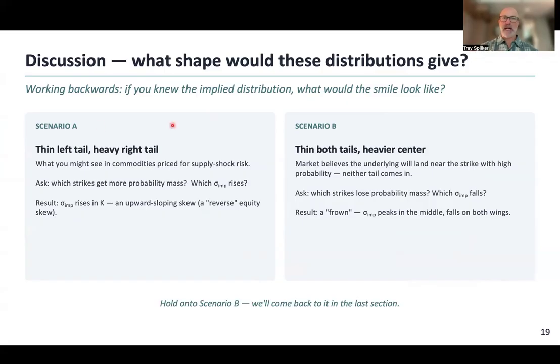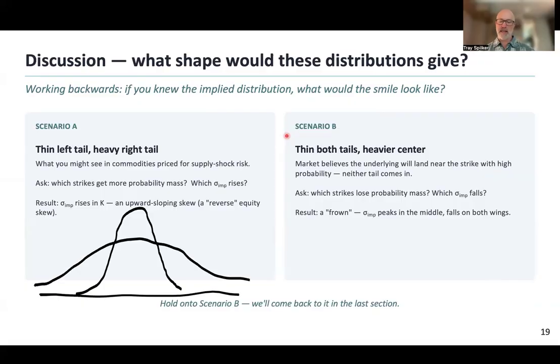In scenario B here, we have thin tails on both sides, but a heavier center. So from a distribution perspective, what does that look like? Thin tails, heavy center. It's really tall. Whereas a log normal distribution would look more like that.